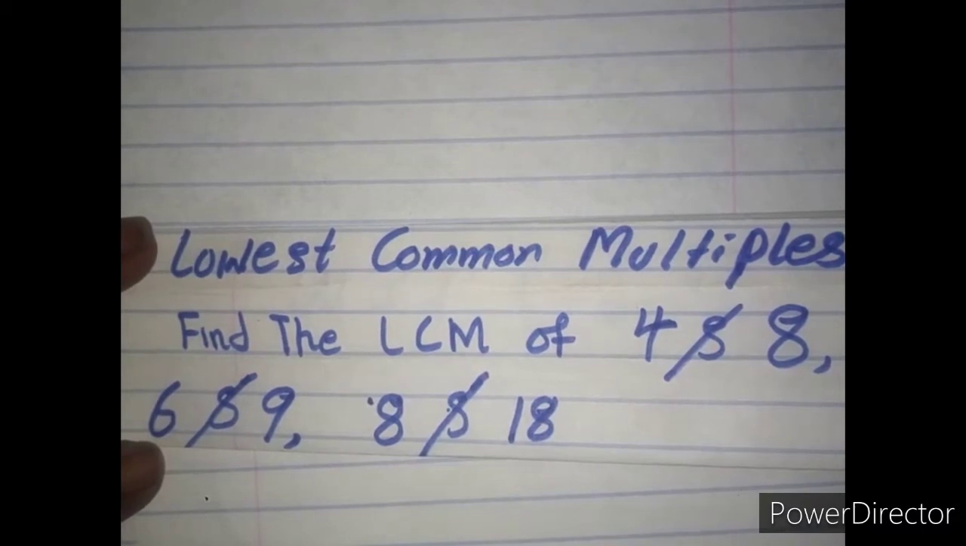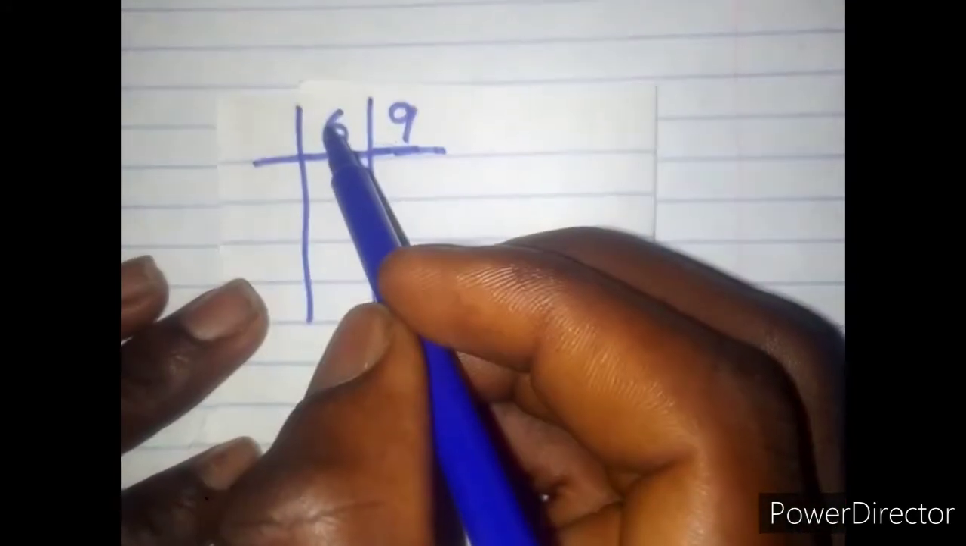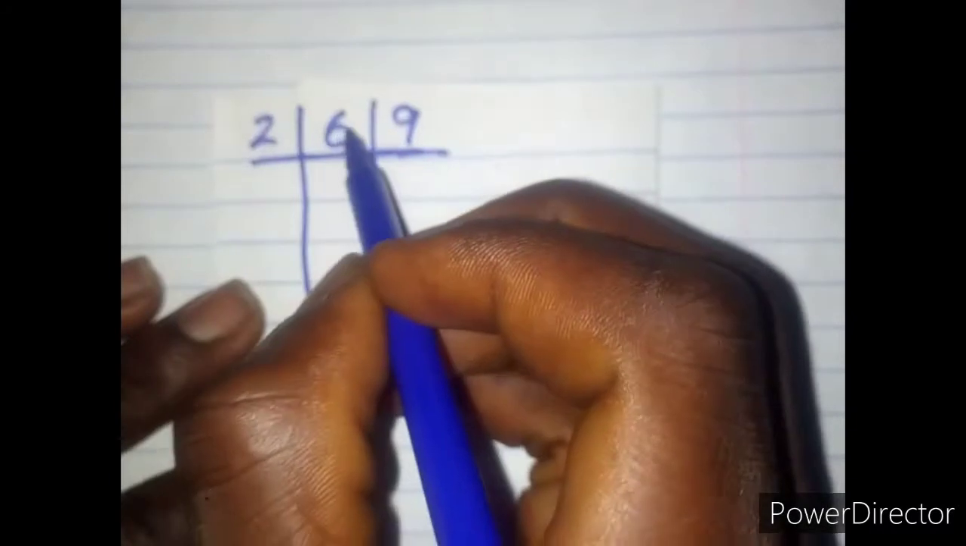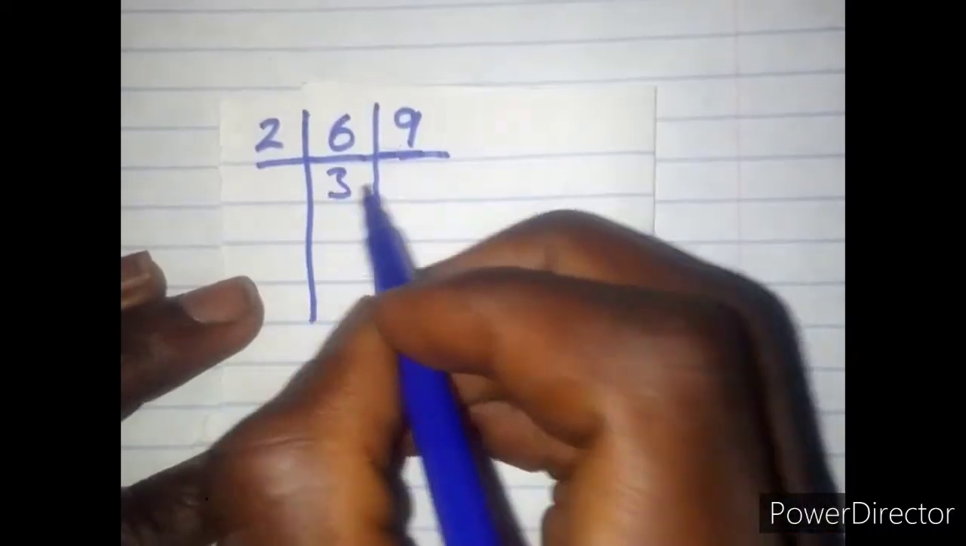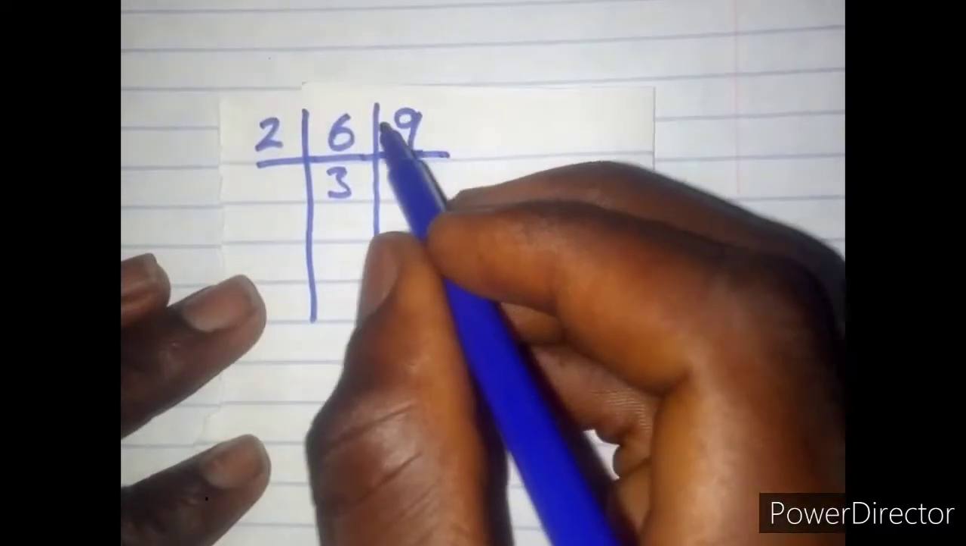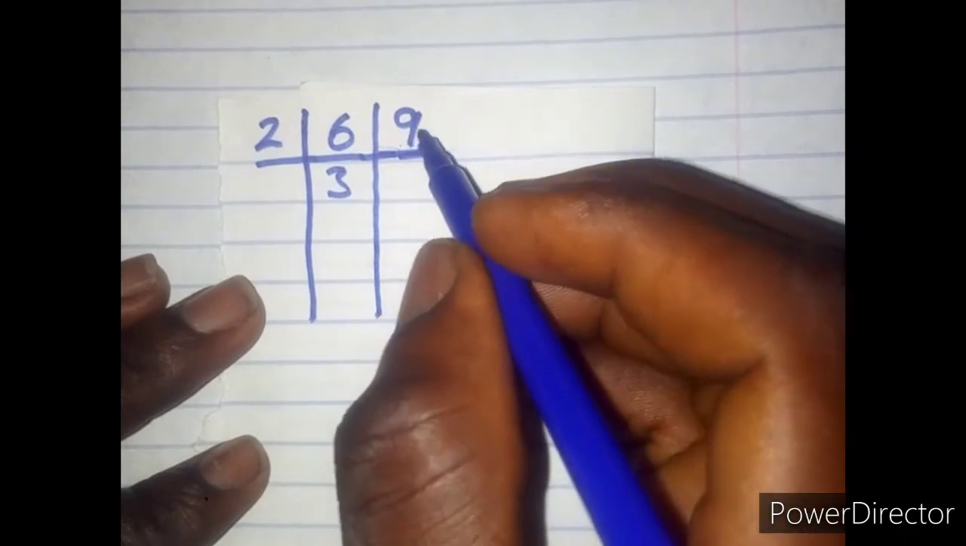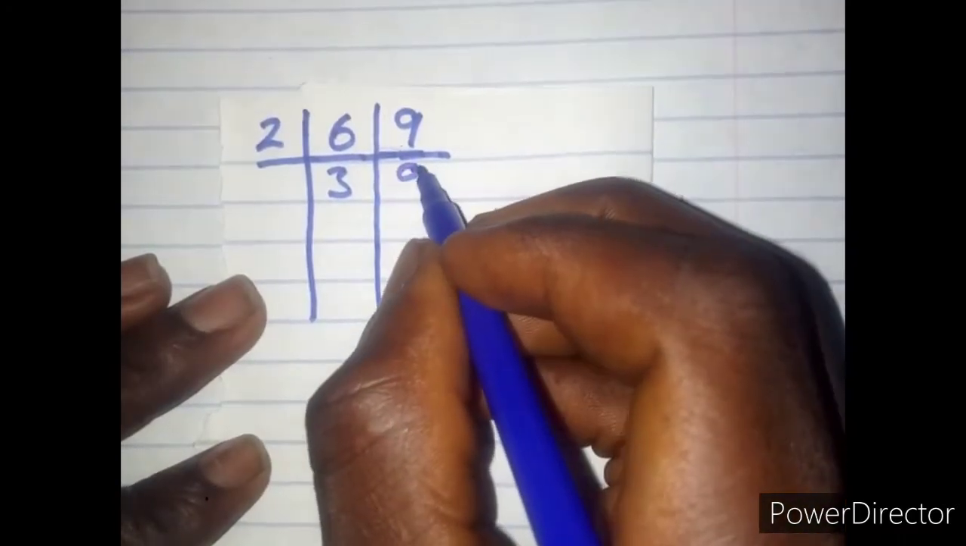Find the LCM of 6 and 9. Here we are looking for the LCM of 6 and 9. What is the lowest number that can divide either 6 or 9? You start from the lowest, which is 2. 2 can divide 6. 6 divided by 2, you have 3. 2 cannot divide 9, so you bring down your 9 here.